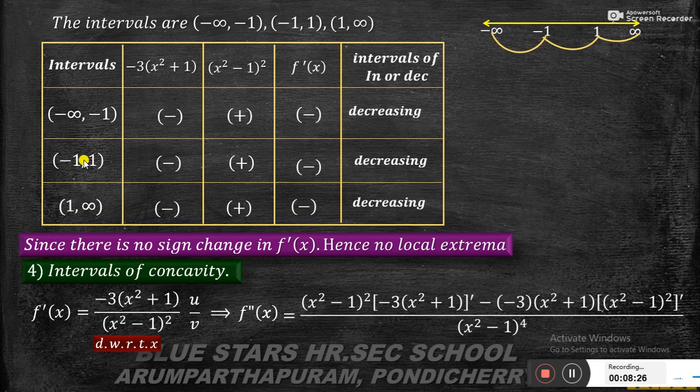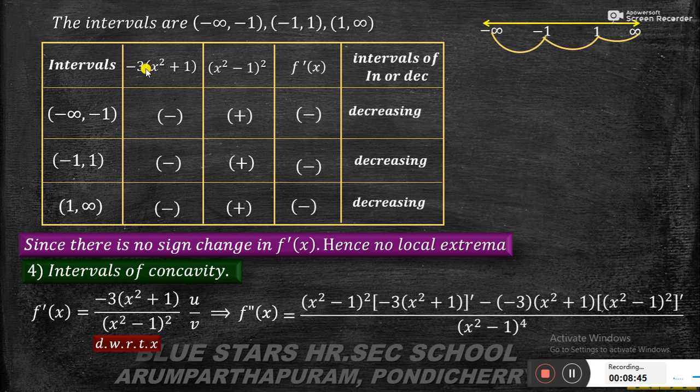So for the middle interval, I take x equal to 0 and substitute it in this function. X equal to 0 gives minus 3, so negative. Next, x equal to 0 gives minus 1 whole square, plus. Next, minus into plus is minus. Next, for the interval 1 comma infinity, I take x equal to 2.